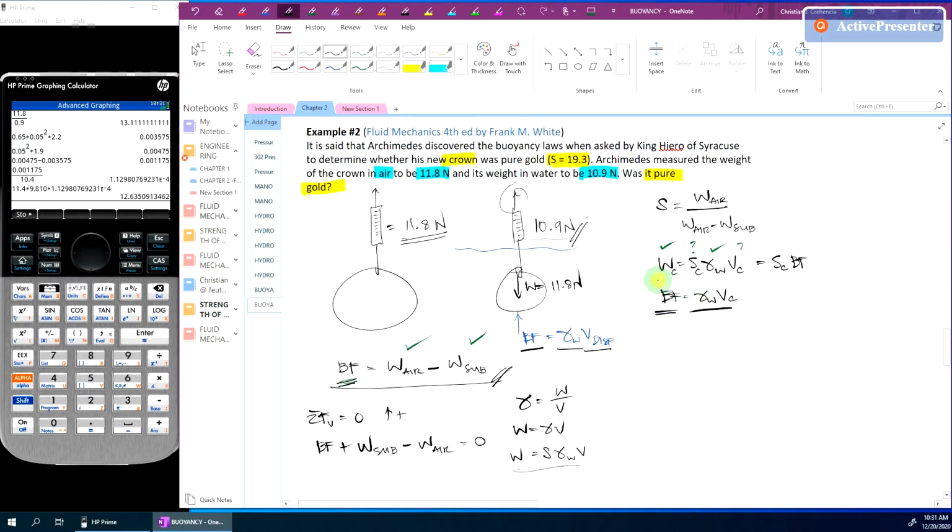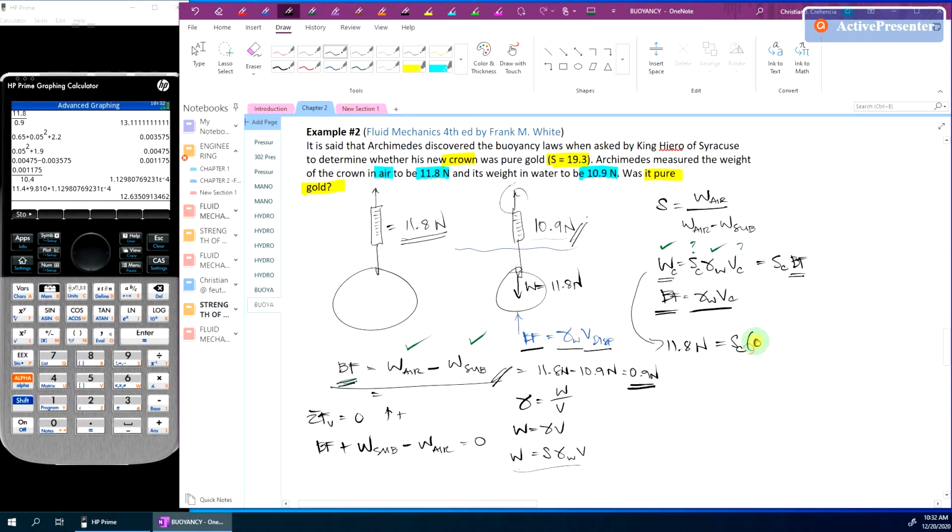Okay, so alam na natin yung weight ng crown. So that is 11.8 Newton. Then this will be equal to, substitute natin ngayon, or ilagay natin yung specific gravity ng crown, which is yung unknown. And then, buoyant force is yung difference nga nitong dalawa. So, saan ba equal to? Diba ang weight in air is 11.8 Newton minus 10.9 Newton. So, we have 0.9 Newton. Okay? So, that's the buoyant force.